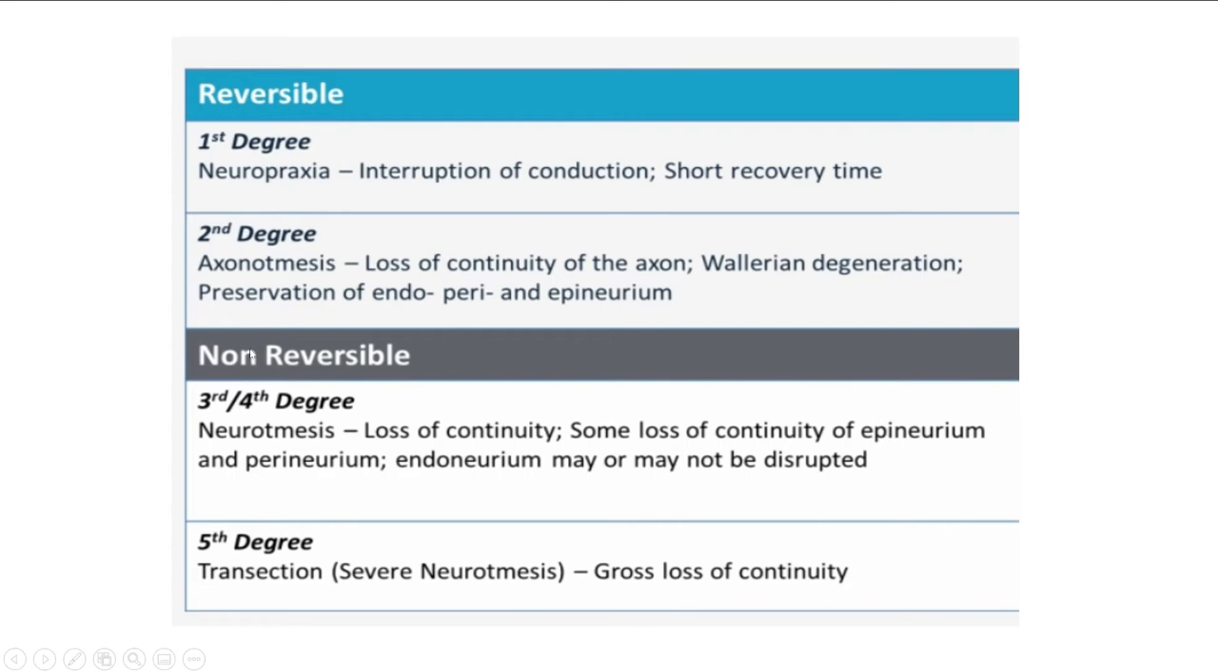This is a small summary of what happens if the injury is first degree and second degree. This is reversible and it will recover completely. However, if it is third, fourth or fifth degree, you can see it is non-reversible. Sometimes it may be recovered with surgery, but in the fifth degree it is not. Severe loss of continuity and disruptions will occur.